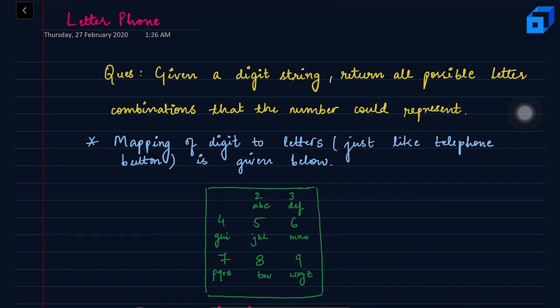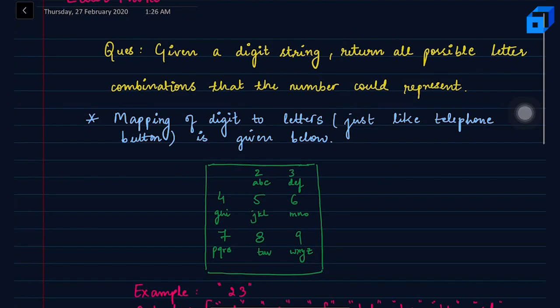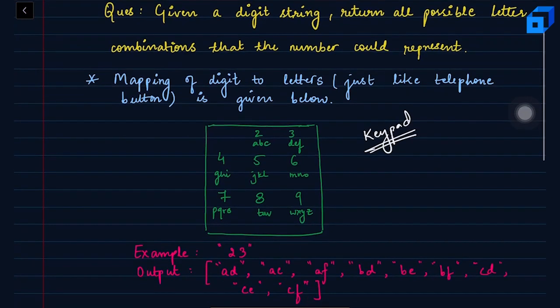Here, the mapping of digit to letters is very similar to the mapping you see on a telephone button. You must have seen the earlier phones, that is the keypad phones, which used to have different characters associated with each number, right? Here you can see a similar representation where 2 is being mapped to A, B and C, 3 is being mapped to D, E, F, 4 to G, H, I and similarly the rest of the numbers.